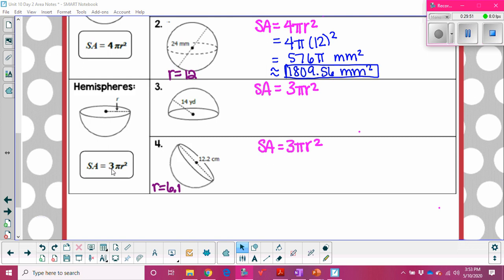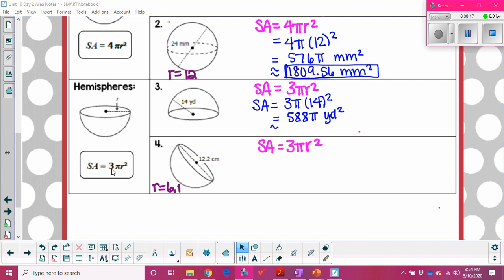Okay, so look at number 3. We already have the radius. It's 14, so all we have to do is plug in. So we have our surface area equals 3 pi times 14 squared. Go ahead and get it in terms of pi. Okay, so when you get it in terms of pi, you get 588 pi, and that would be yards squared.